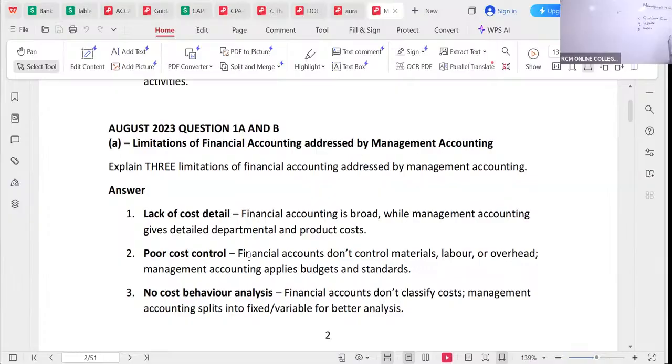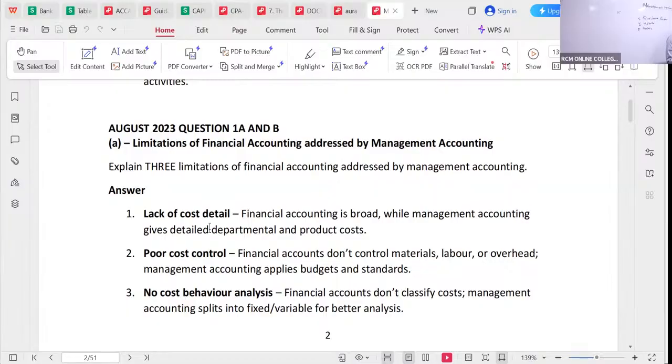You can see that the limitations, of course, are so many, but they're only giving us 3. Explain 3 limitations of financial accounting addressed by management accounting. Number 1 is lack of cost detail. Financial accounting is broad, while management accounting gives detailed departmental and product costs. Financial accounting doesn't give costs. Now, poor cost control. Financial accounting doesn't control material, labor, or overhead.